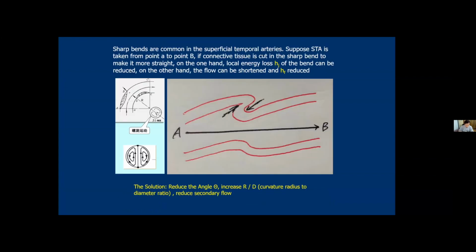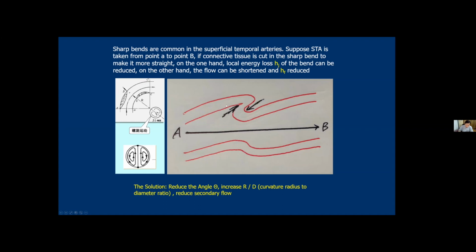And sometimes, especially in the STA, we can see some sharp bands. It's very common. We can suppose the STA is taken from point A to point B. If the connective tissue at the sharp band is cut to make it more straight, on the one hand, the local energy loss Hj of the band can be reduced. On the other hand, the flow path can be shortened and the Hf reduced.